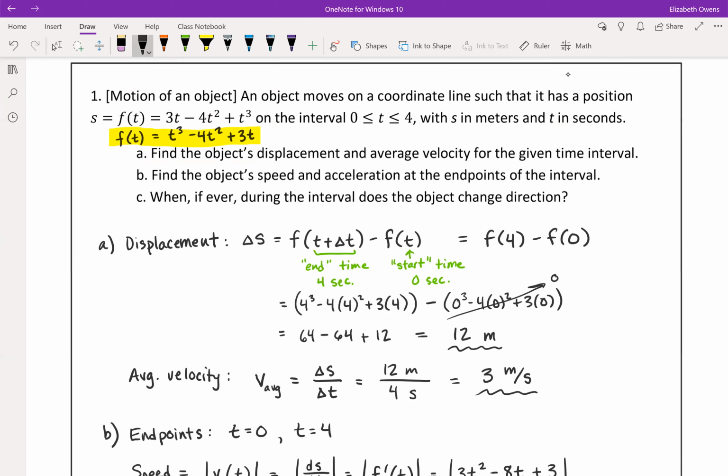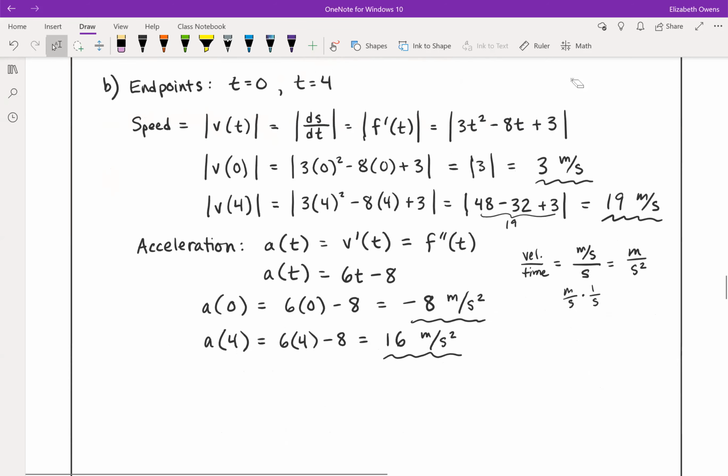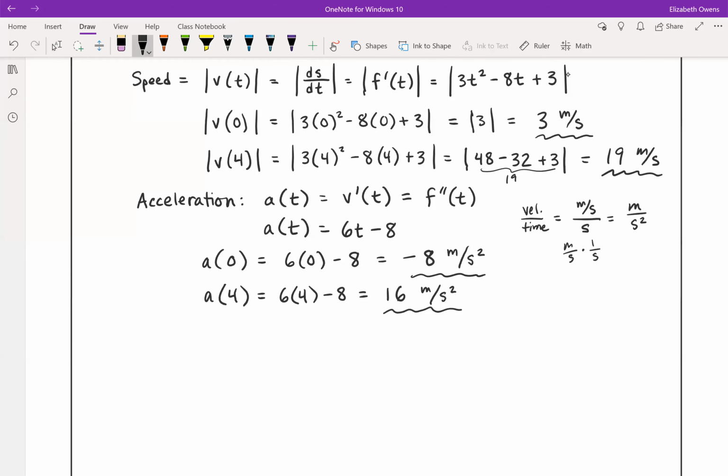And now, part C, when, if ever, during our time interval, does the object change direction? Okay, so this one, part C, changing direction.